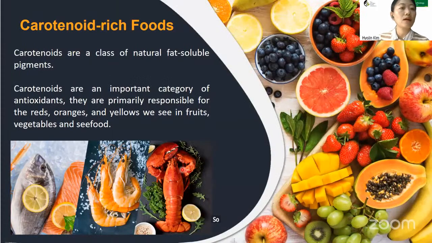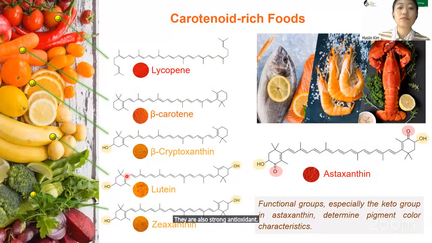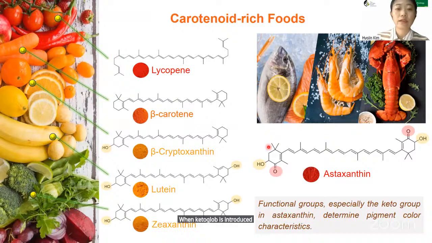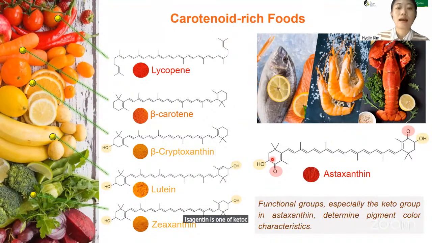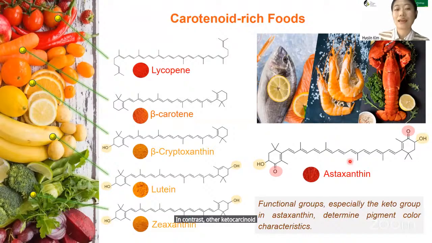So carotenoids are fat-soluble pigments responsible for the vibrant colors in fruit, vegetables, and seafood. They are also strong antioxidants. Different carotenoids have different functional groups, such as hydroxy group and keto group. When a keto group is introduced into a beta ring structure, we refer to this pigment as ketocarotenoids. Astaxanthin is one of the ketocarotenoids, with two keto groups here and two hydroxy groups here. In contrast, other ketocarotenoids typically lack either one of the keto or one of the hydroxy groups.